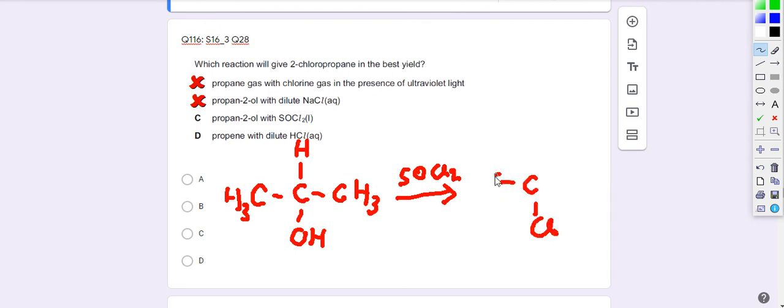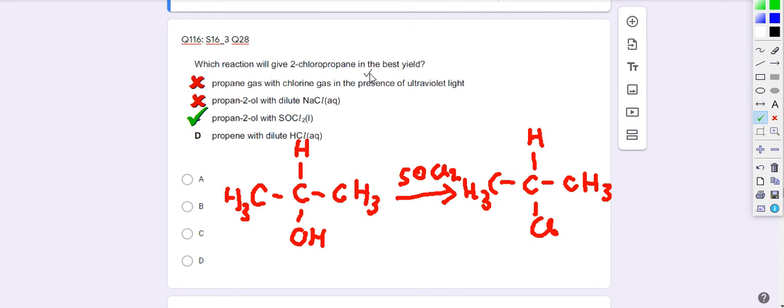Now there's only one OH group, so only that OH can be replaced by Cl. And other things in the molecule will not react with SOCl2. So this is the only product that we get, which is 2-chloropropane. So if this reaction goes to completion, I get 100% of 2-chloropropane. So this is a very good method to give me a lot of 2-chloropropane. So I would like to put a tick on C first, because I think there is a very high chance this is our answer.